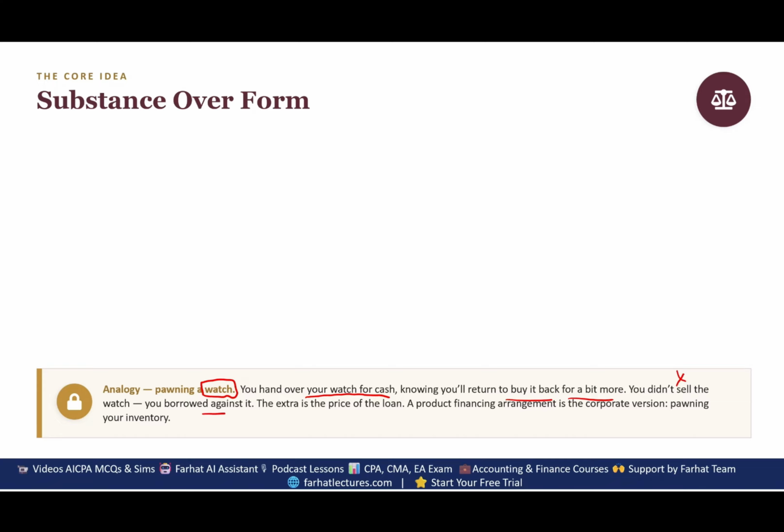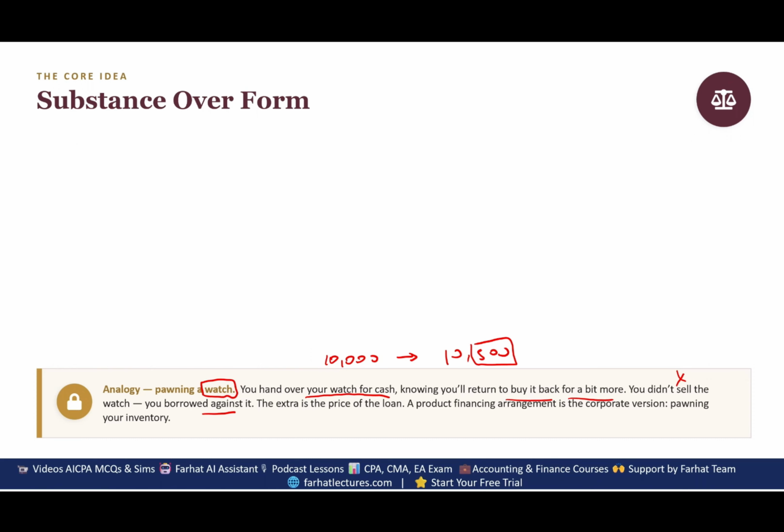You borrowed against it. However, let's assume you got today $10,000. You go back and you buy it for $10,500. Notice you bought it back for an extra $500. The extra price of the loan is basically a form of financing fee. So what you did is you took your product on a personal level, your watch, and you got the money.